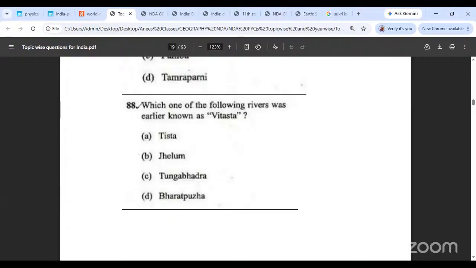Which of the following rivers was earlier known as Vitasta? Jhelum was famously called Vitasta. Okay, Tista, Tungabhadra, and the next river, we don't know its earlier name. What was Ravi earlier called? Leave that. What is Parushni known as now? Ravi. Shatadru is the name. Shatadru is which river? Satluj. Vipasha. Yes, very good. Askini. Chenab. Good.